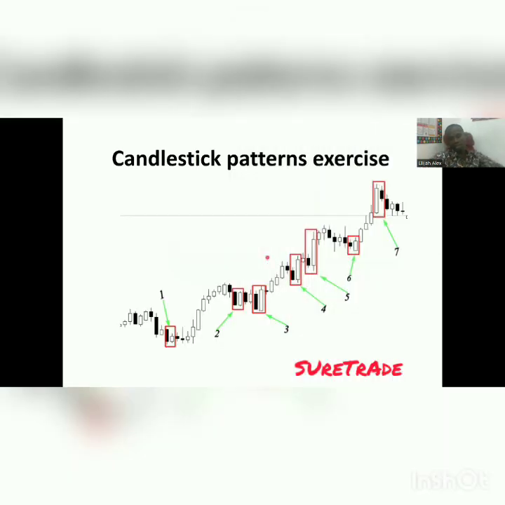So these are candlestick pattern exercises that you can do before you move further. Try and test your knowledge on candlesticks.